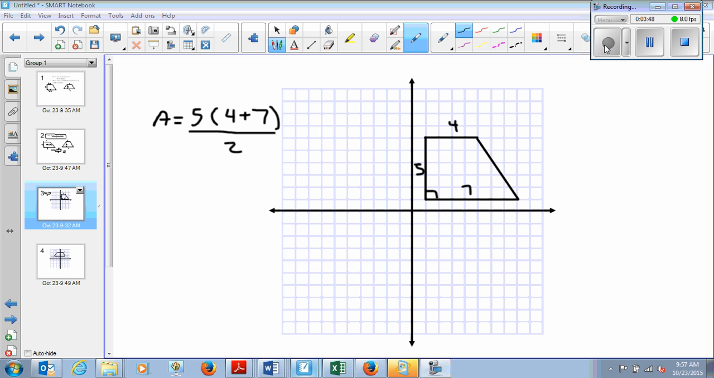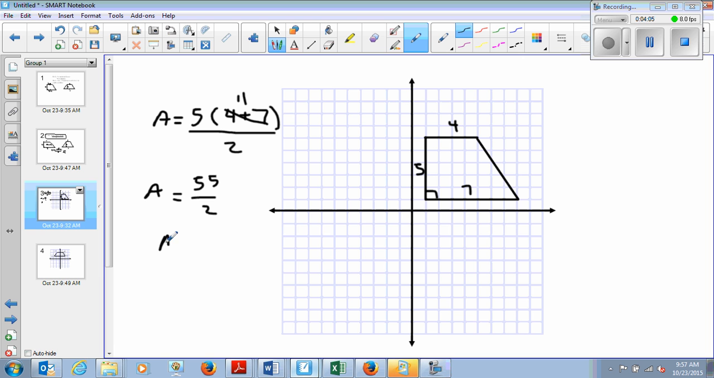So this is what your formula should look like. The height's 5 times base 1, 4, plus base 2, 7, divided by 2. Go ahead, start doing the math. Hit pause again. We add 4 plus 7 and get 11. We multiply 5 times 11 and get 55.